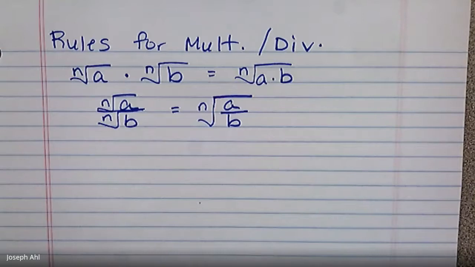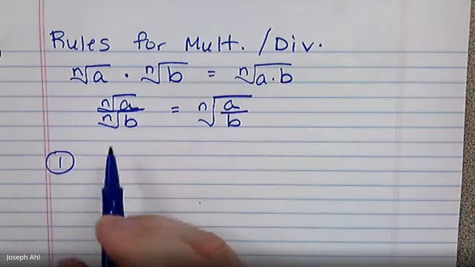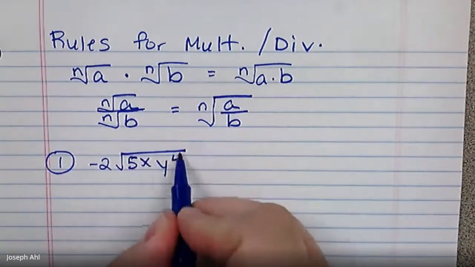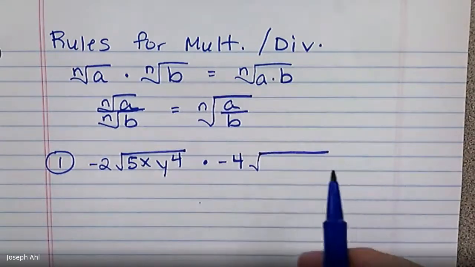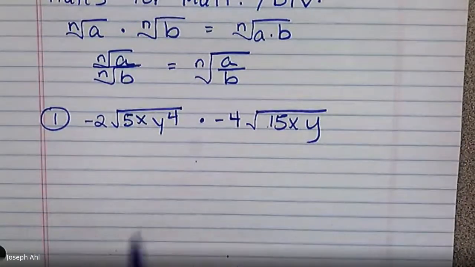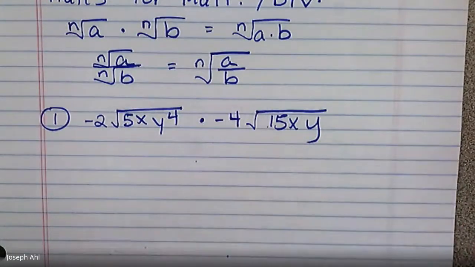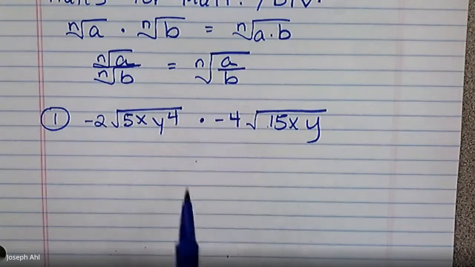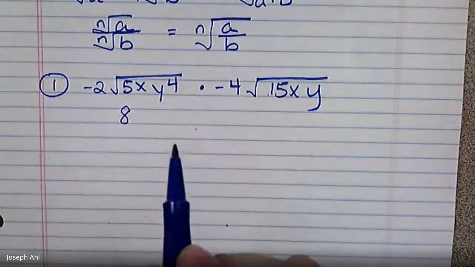Okay. So thinking about some quick practice questions with this. If I gave you -2 times the square root of 5xy to the 4th times -4 square root of 15xy. Because when I multiply these, we're both taking the square root in these cases. We're allowed to multiply them together with the quantities underneath. So the coefficients out in front of those radicals will just get multiplied as well. -2 times -4 is 8.